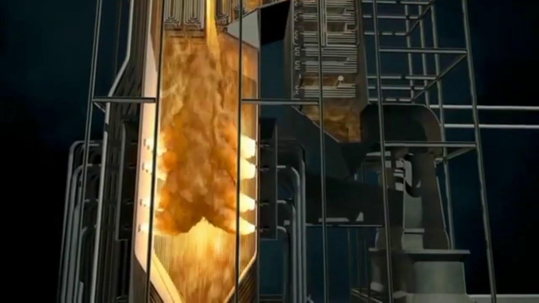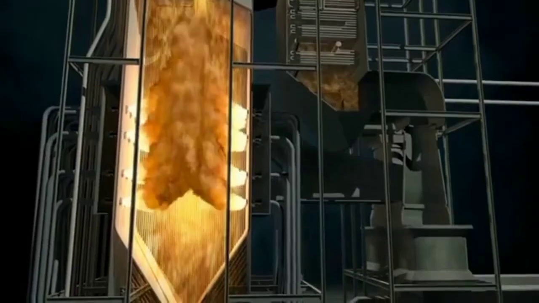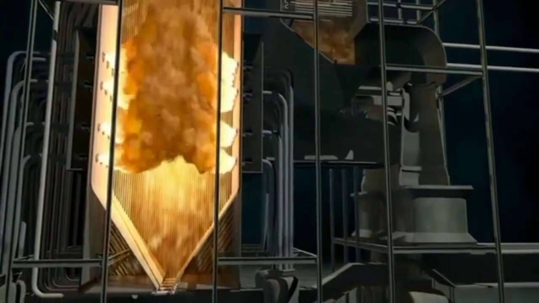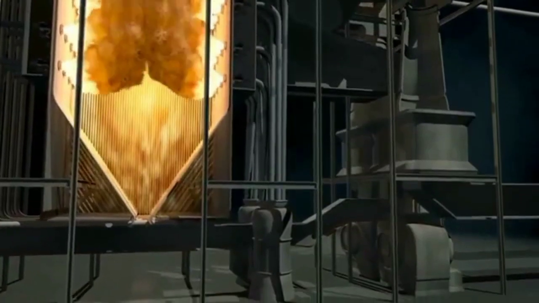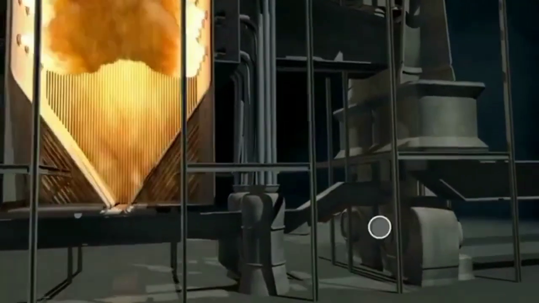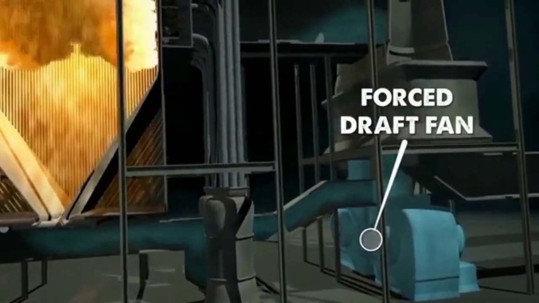Today's boilers, as they have been since their origin, involve the complex production and manipulation of steam. The forced draft fan blows air into the system.